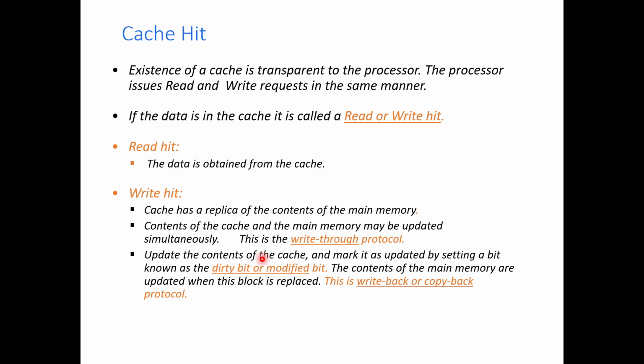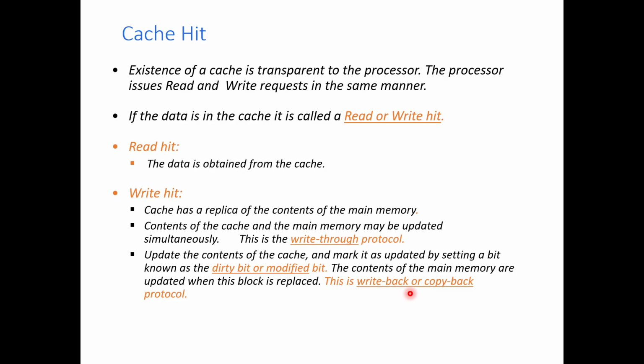So if the block is available in that cache, then we can write it. It's called write hit. Here, once the data has been written in the cache memory, it is reflected immediately and simultaneously in the main memory. This is called write through protocol. Whatever you are writing in the cache memory, the same thing is also reflected in the main memory.